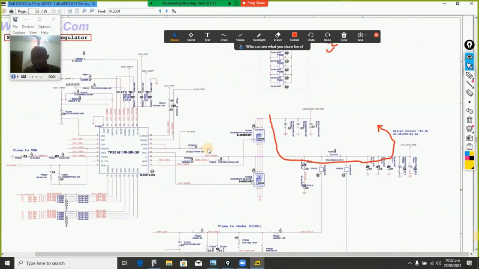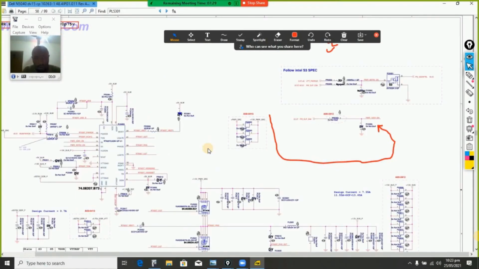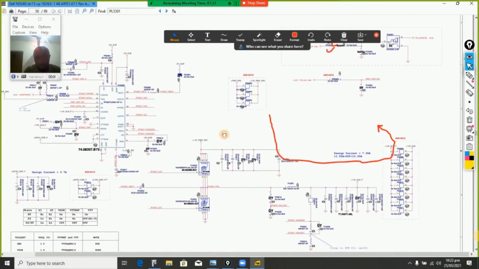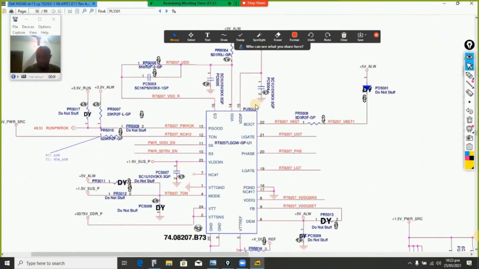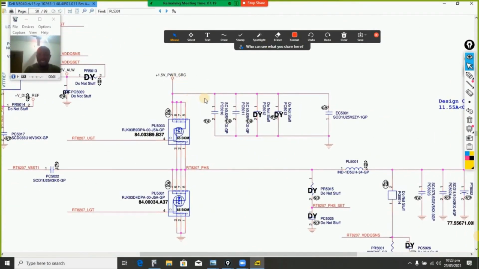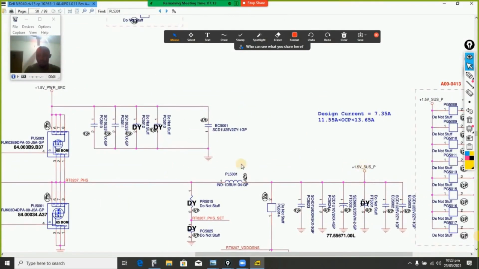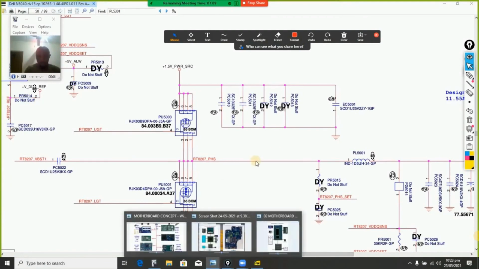I'm looking for a section here. Okay, we are at 1.5. Okay, this is the section here. So look at this place. This is where the 19 volt is getting fed here before it generates 1.5 volt. If you look at this place, these are the two switches here.